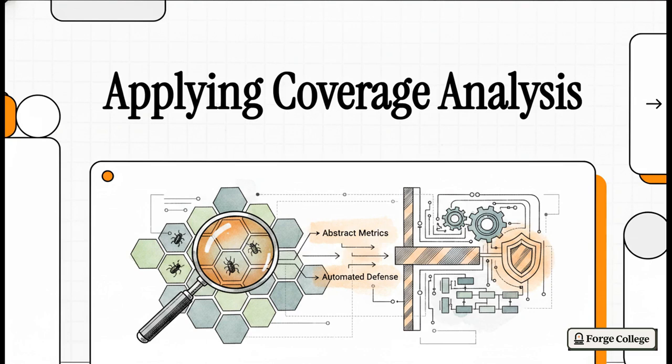So in our last lesson, we tackled forwarding algorithms and priority handling. Today, we are taking a massive leap forward. We're building a real bug-hunting engineering blueprint by applying coverage analysis to our test suites. We're going to transform those abstract metrics into a concrete, automated defense system for your smart contracts.